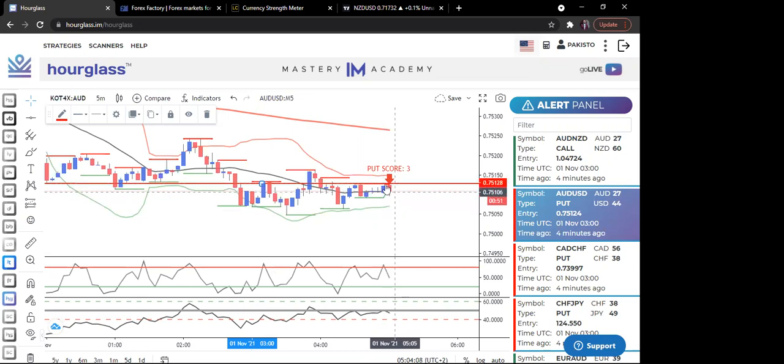So when stochastic is above this, when this gray line is above this red line, that's an indication that now sellers are about to jump in and start selling this market.